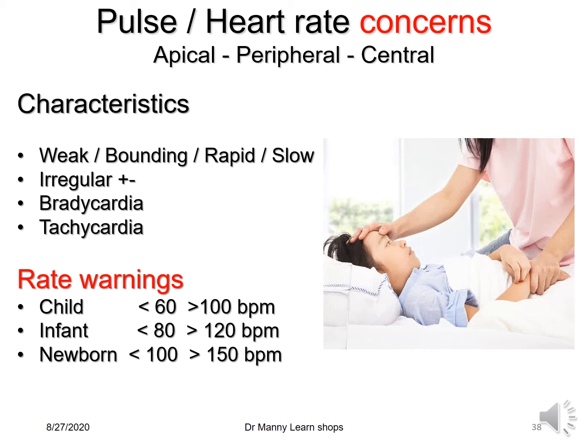What are some of the rate warnings? Well, in a newborn, anything less than 100 is considered a bradycardia. Anything greater than 150 could be considered a tachycardia. In an infant, anything less than 80, a bradycardia. Anything greater than 120, a tachycardia. In a child, less than 60, bradycardia. Greater than 100, tachycardia. They could be concerns.